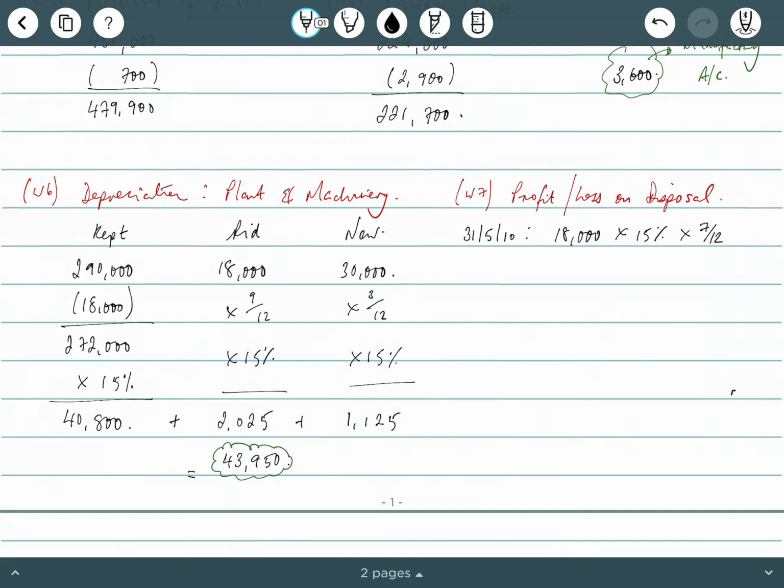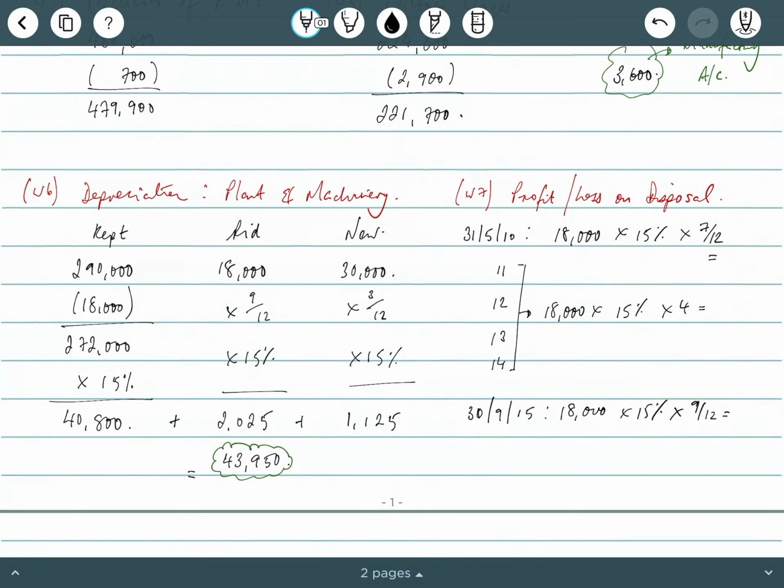Then we had it for the years 11, 12, 13 and 14. So there's 4 full years of depreciation. So that's 18,000 by 15% by 4. And then we got rid of it on the 30th of the 9th, 2015, which is 18,000 by 15% by 9 over 12.